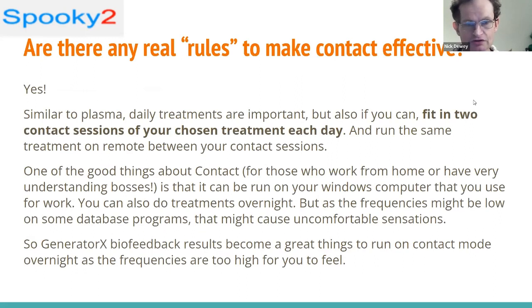So are there any rules or guidelines to make contact more effective? Basically, yeah, there is. Fit in 2 contact sessions of your chosen treatment each day. Now, if you have a look at the cancer protocol or the Morgellons and Lyme protocol, you will see that there is a chain of about 4 hours, and that chain of 4 hours will be repeated twice overnight. That's because fitting in 2 contact sessions within each 24-hour period is a good way of making sure you're doing as much good against the forces of darkness inside your body as you possibly can.